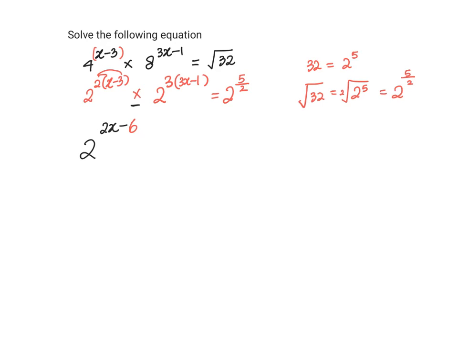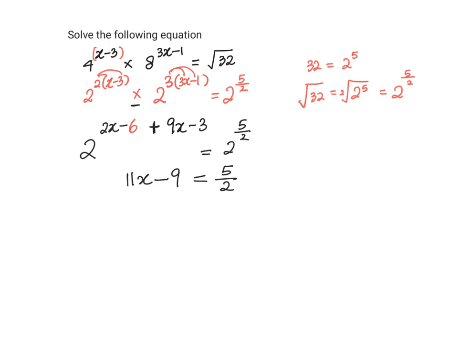Okay, and then plus, because it's multiplication, the powers add together. 3 times 3, this one will become 9x minus 3. And it will be equal to 2 to the power of 5 over 2. Now all the bases are the same, so we are left with the numerator. 2x plus 9x is 11x. Minus 6 minus 3, that will be minus 9, equals 5 over 2.